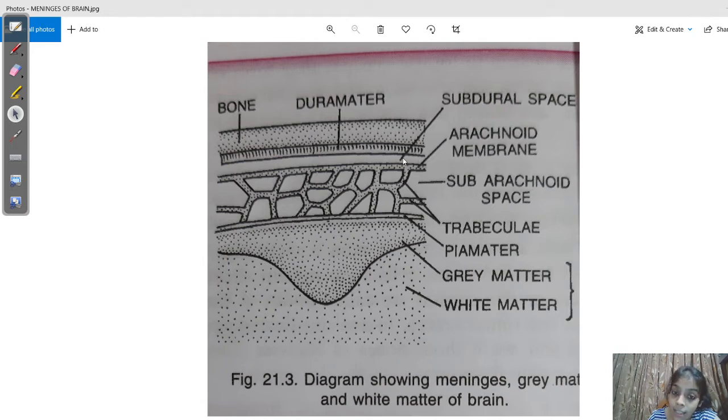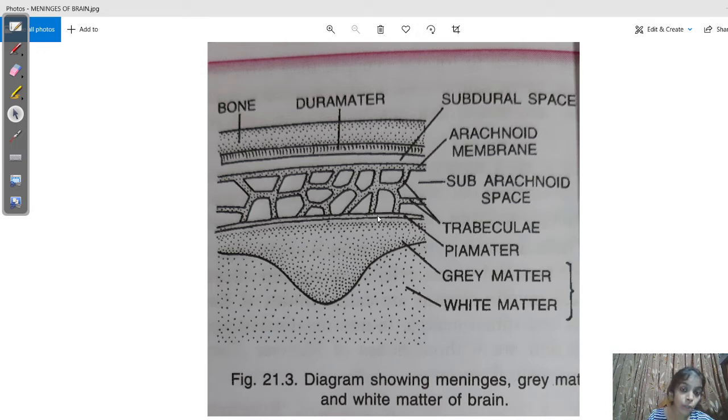Now this subdural space, and mainly the subarachnoid space, are not empty. A fluid is present in these spaces, and that fluid is called cerebrospinal fluid. Cerebrospinal. Why such a name? Cerebro means related to the brain. Spinal means related to the spinal cord.